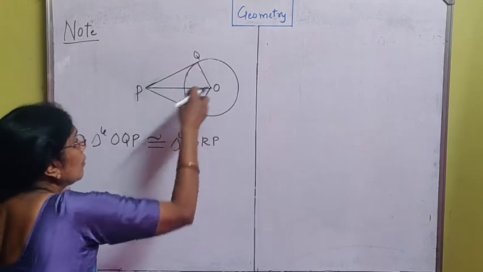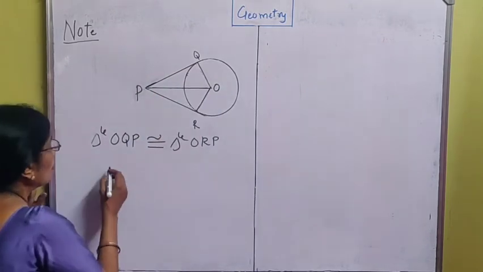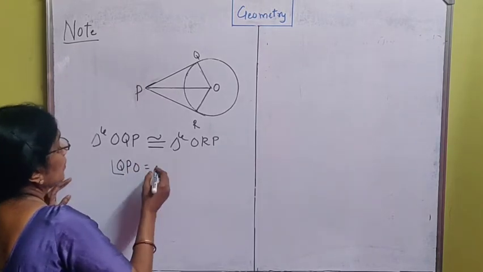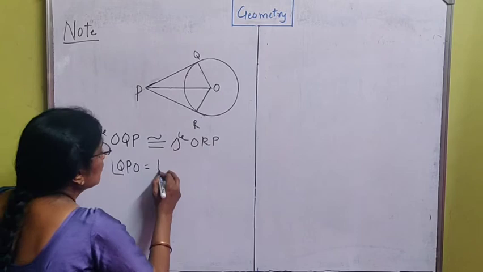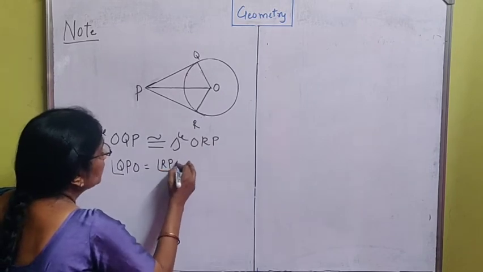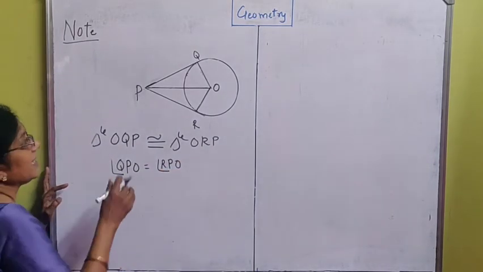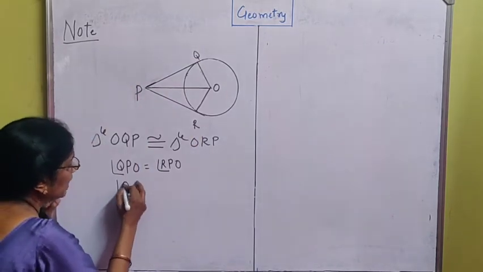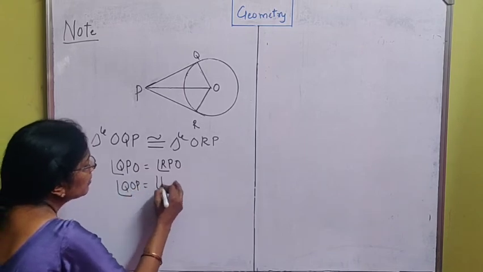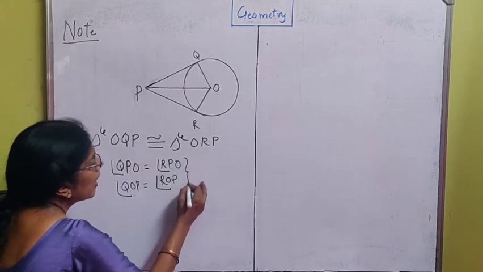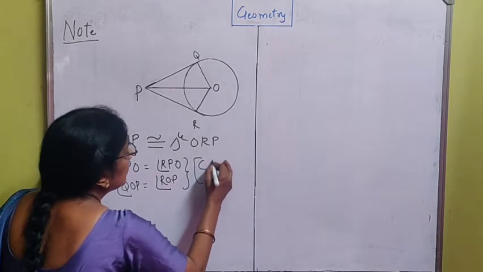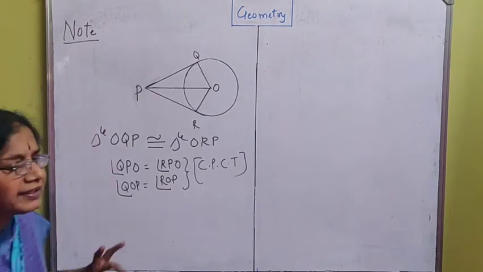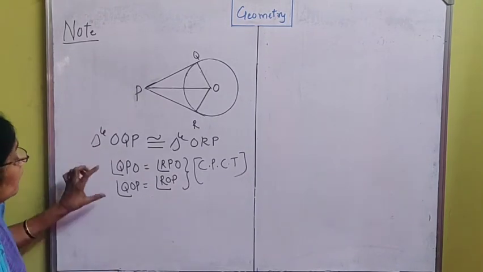Angle QPO is equal to angle RPO. One more angle is there. Angle QOP is equal to angle ROP. Why? Because of CPCT, corresponding parts of the congruent triangles. So we can prove that.